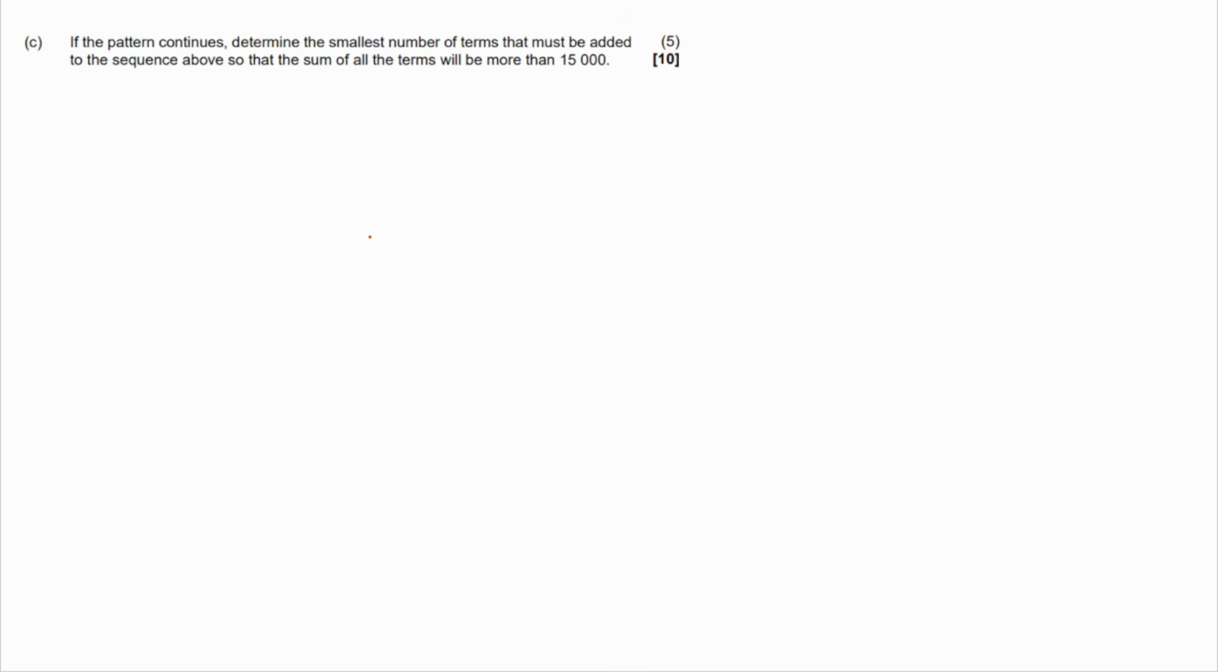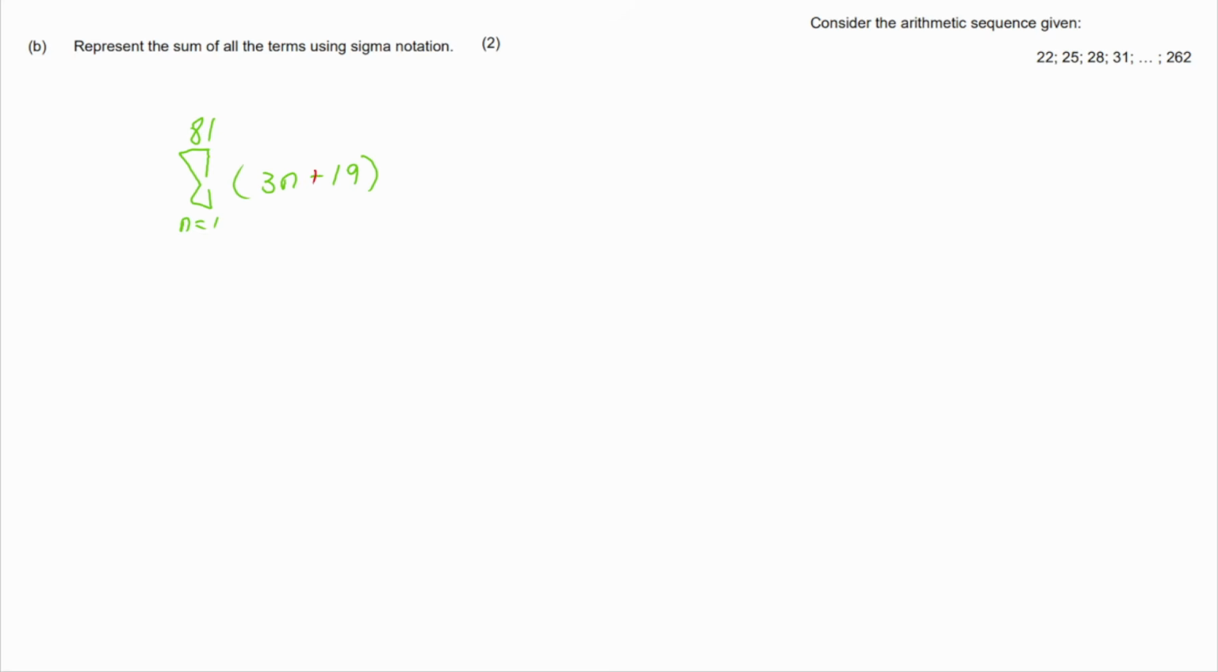They say if the pattern continues, determine the smallest number of terms that must be added to the sequence above so that the sum of all the terms will be more than 15,000. The thing is here we need to work out the smallest number of terms that must be added, so that the sum of all the terms is more than 15,000. Remember, this is representing a sum. So it's saying if we add all of these.